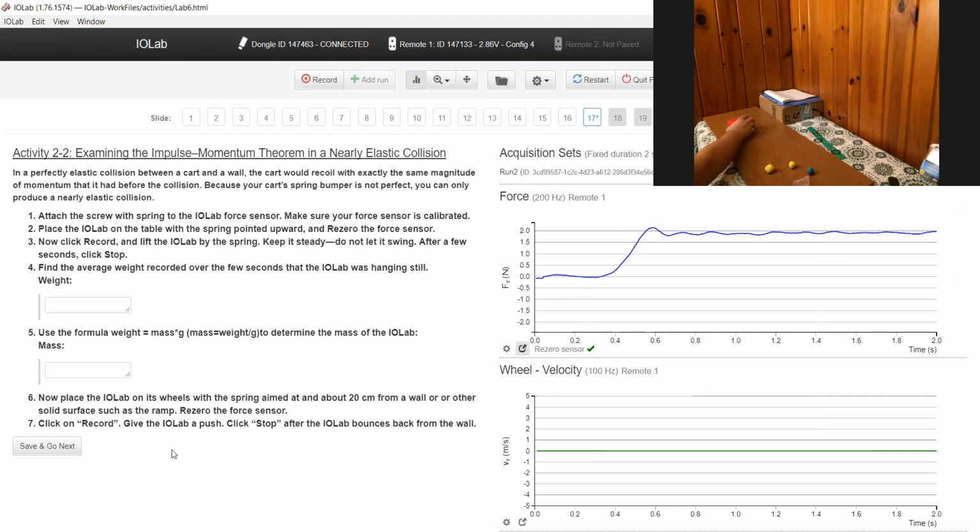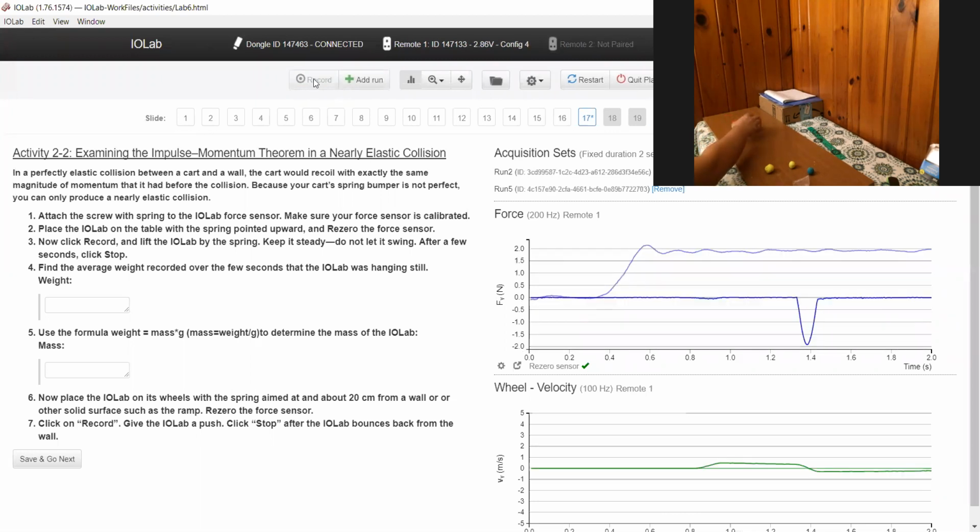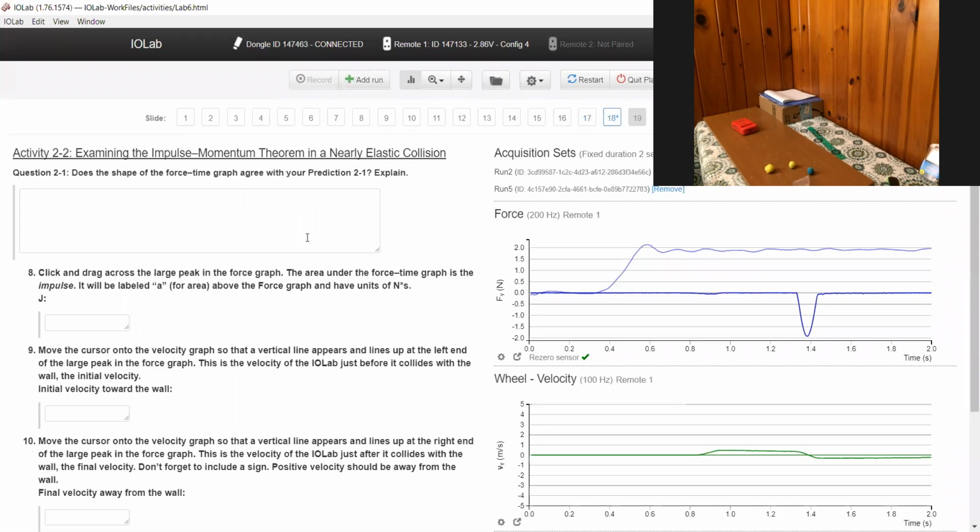Then click on record, give it a push. They ask you to stop, but we don't need to, it will stop by itself. That's okay. After that, I think we already did this. You can fill this one in with your equation and the value from here. Take the average. I'm not filling it in, but make sure you fill it in before you click on save and go next. Then you can click on save and go next.